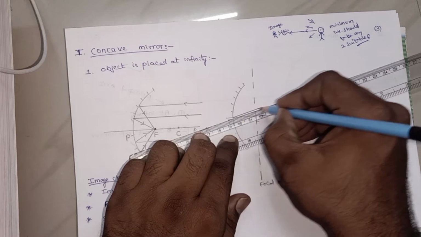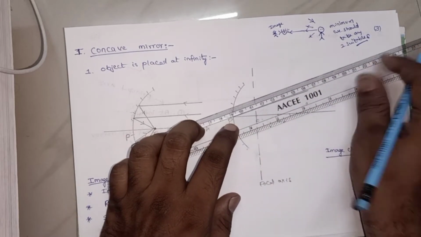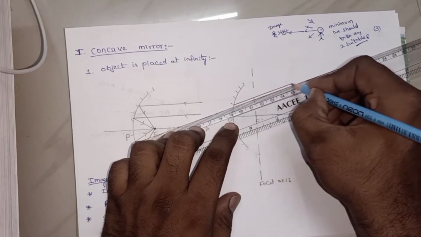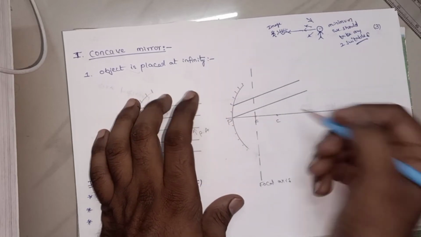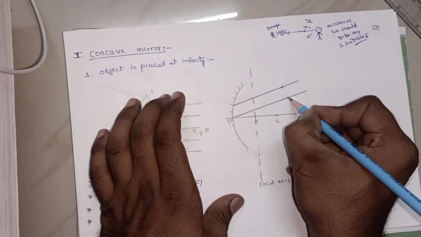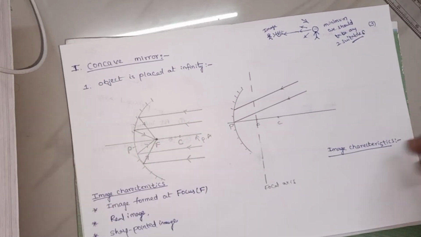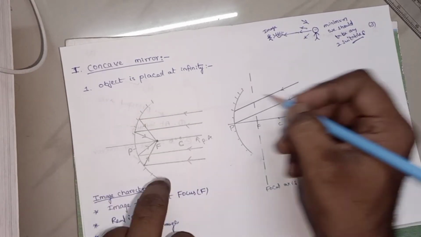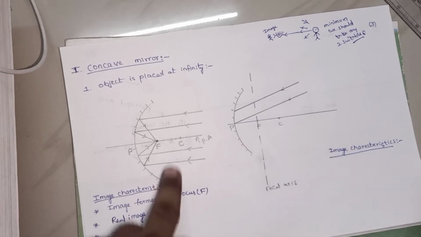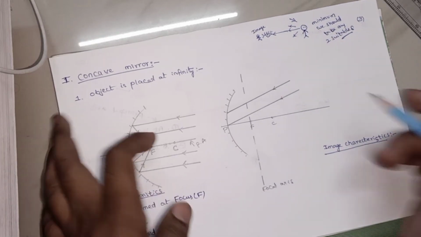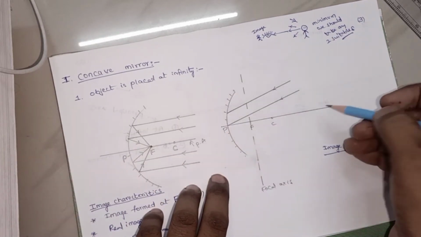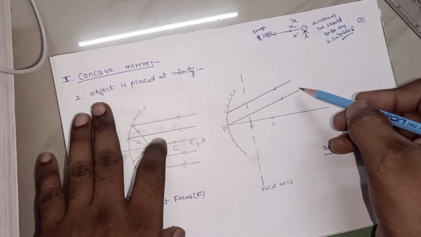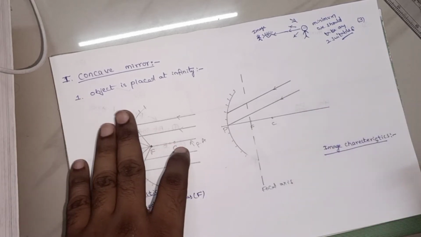Now I have taken the incident rays. I will take only 2 rays, I don't want to make it complex. Those incident rays will be parallel. Why? Because from infinity we get a parallel beam of light. Clear? Since the object is placed at infinity, that's why I have taken all the rays parallel to each other.